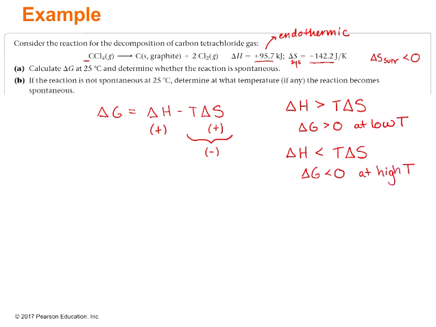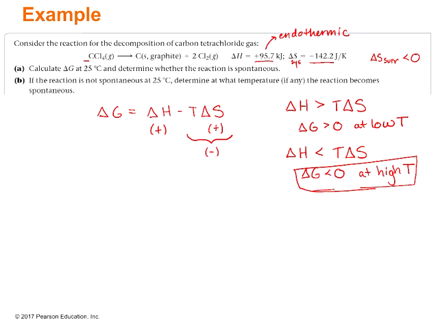Okay, so we can make a prediction here that delta G will be spontaneous at high temperature. Okay, so 25 degrees Celsius is around room temperature, so we can maybe predict that that's a pretty low temperature. But let's actually do this calculation to see if our prediction is correct.